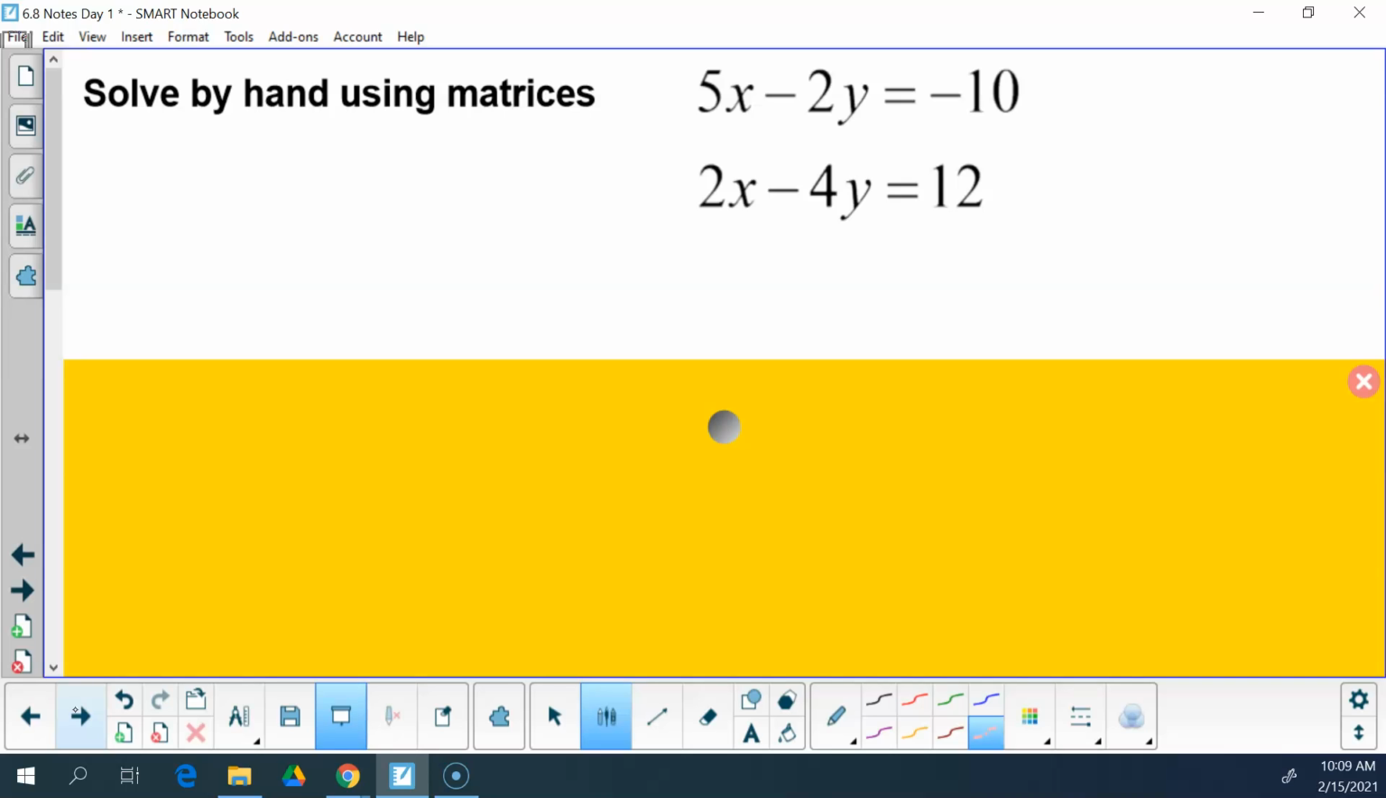there's a couple of things that we need to do. First off, if I was you, I would write down the system so that we know we can figure out where things come from.